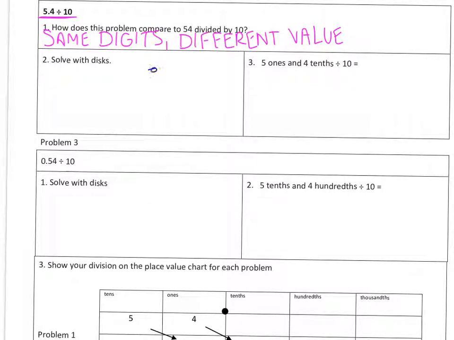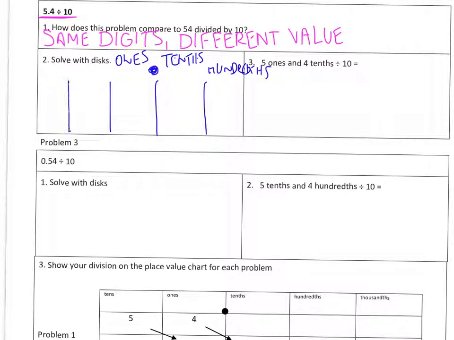Okay, I start with my decimal. Boom. And then I know that on this side of the decimal we've got tenths and hundredths over here. Uh-oh, I'm running into the next box. And then ones. And right next to ones we have tens.